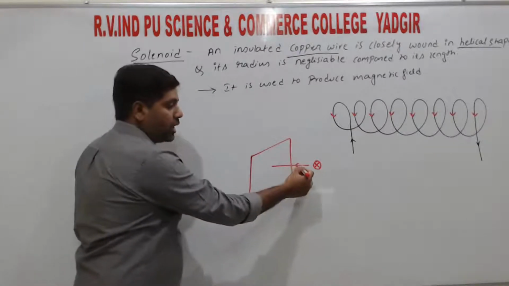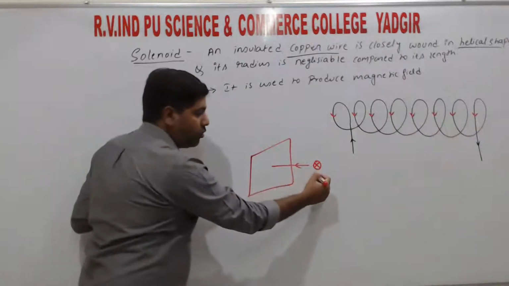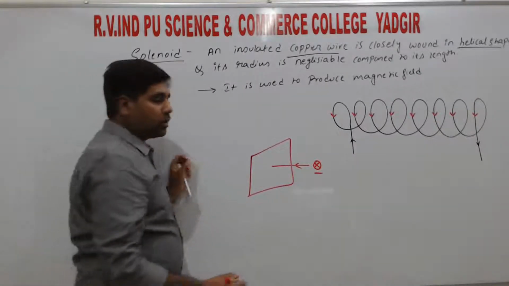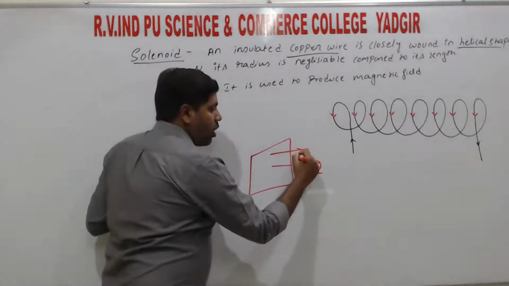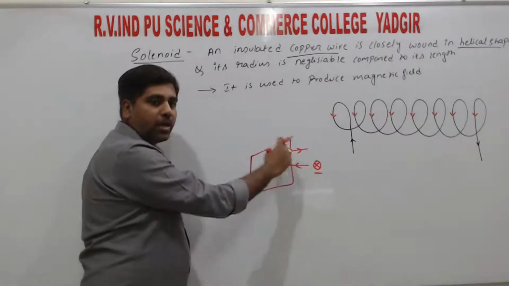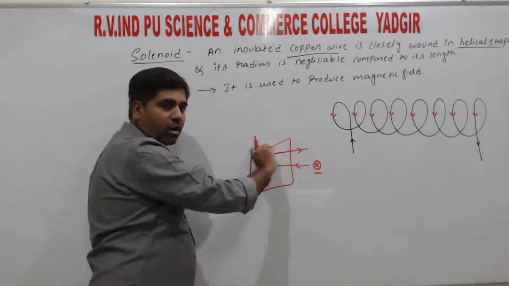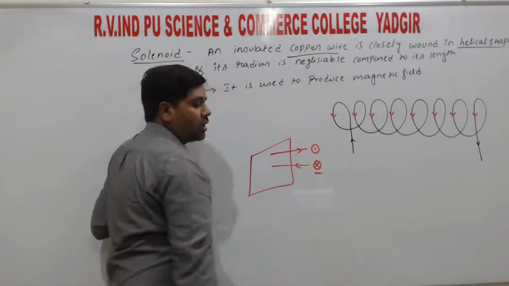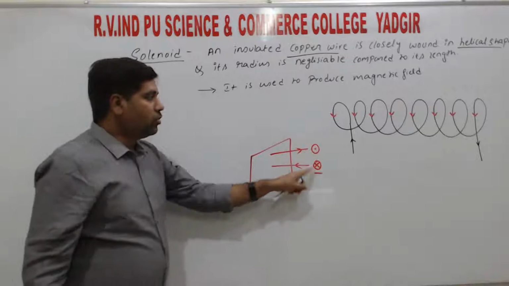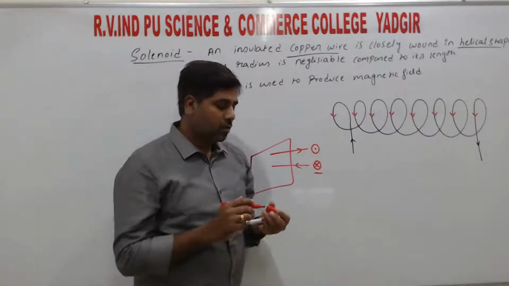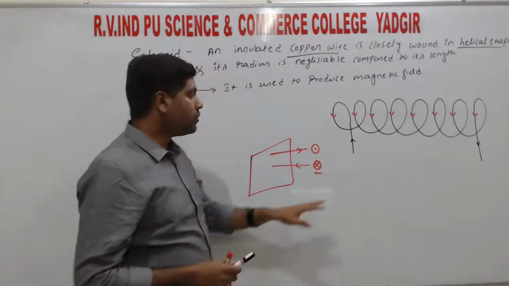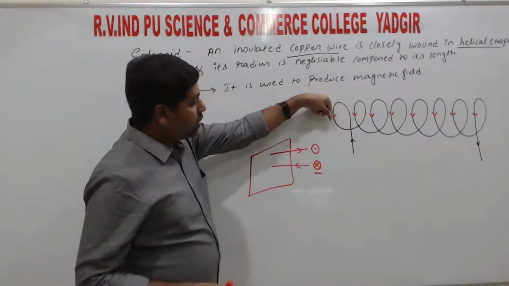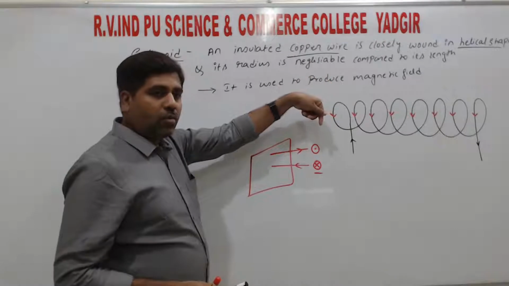Either it may be current or it may be magnetic field, we represent both with a circle with a cross. The same current coming out of the plane of the paper or plane of the board is denoted with a circle with a dot. This is very important here, right? Here the current is going inside the board, and here the current is coming outside the board.